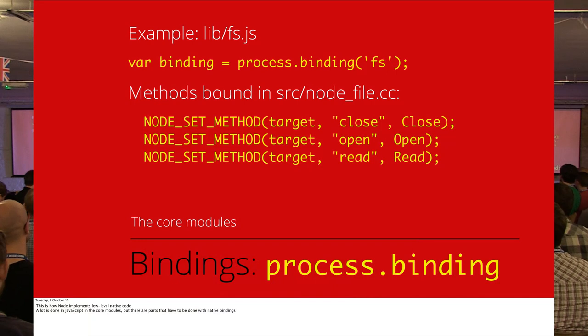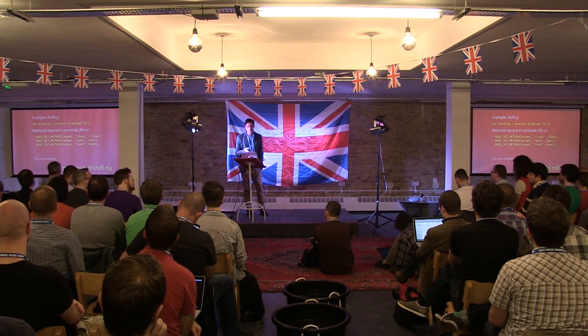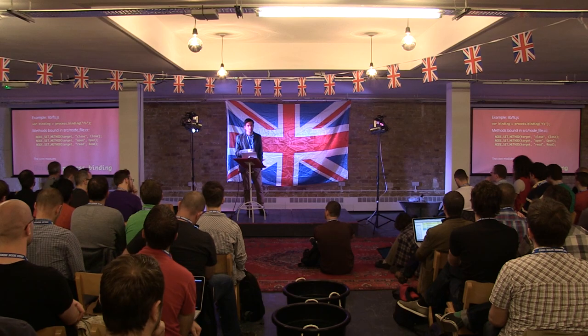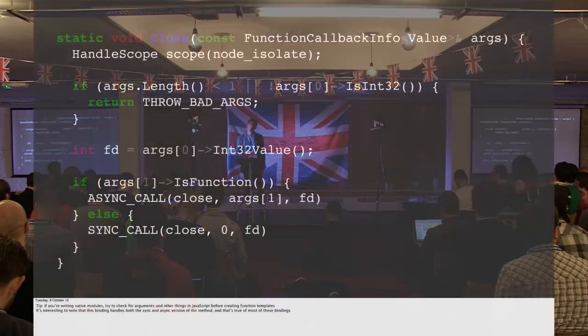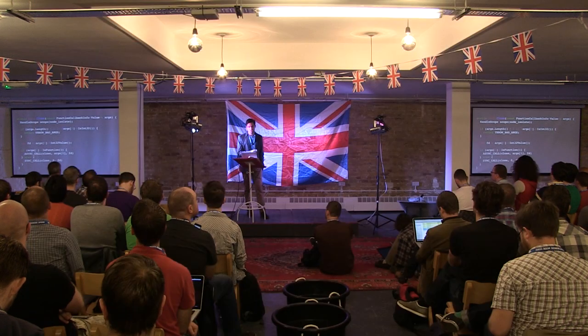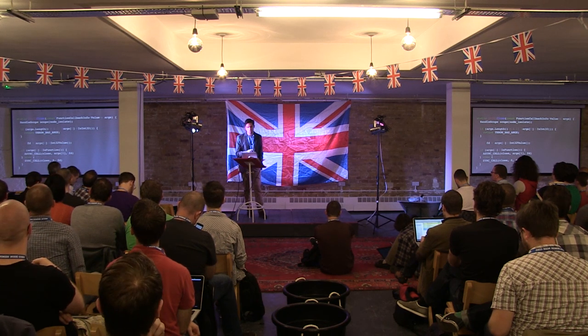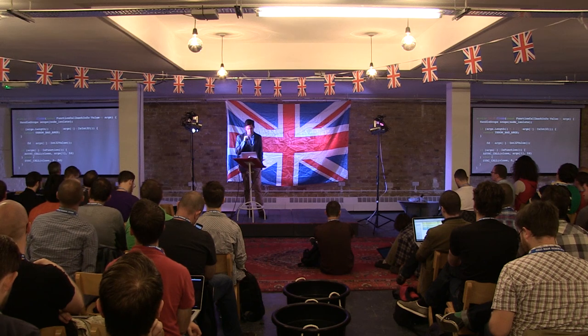And now I want to take you on a journey through the JavaScript all the way down to the operating system. So if we look at lib/fs.js, this is the FS core module that most of you probably use all the time. There are bindings to various C++ functions. And let's take the example of close. Close with a capital C checks the arguments that you've passed it, and then it checks if a function was passed, and if so, it will call this async call macro. Otherwise, it'll call sync call.